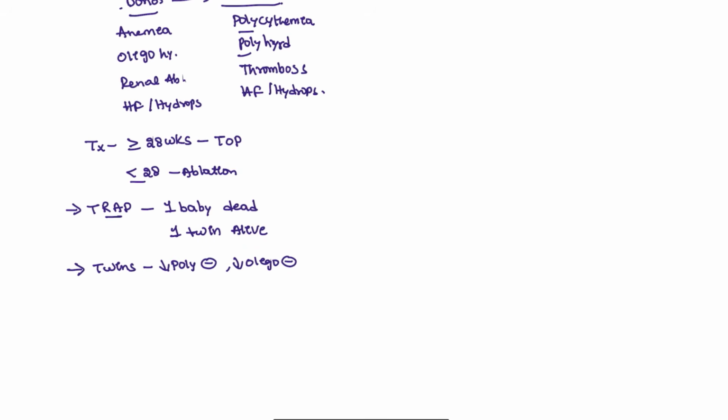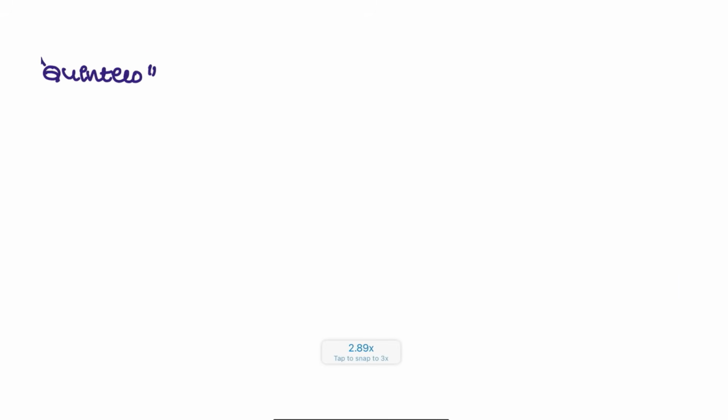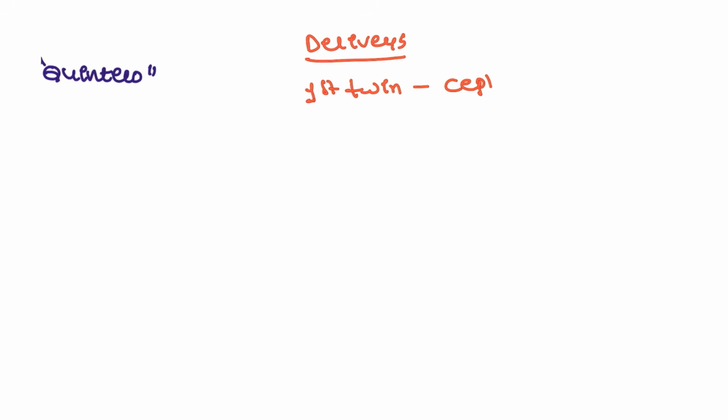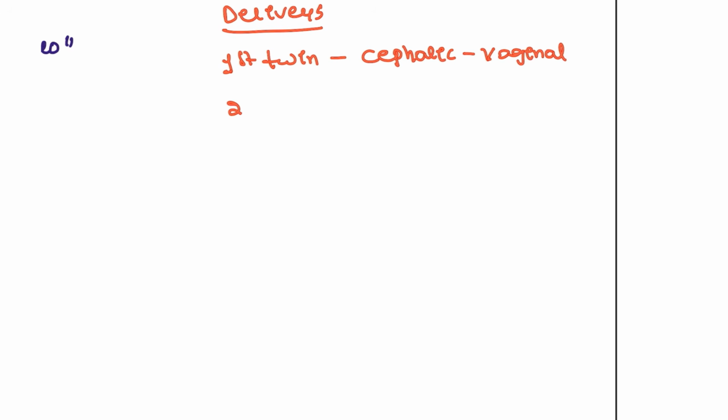And when it comes to patients with these conditions, how are we going to deliver? Coming to the delivery of these patients, it depends on the presentation. Let's say the first twin is presented as cephalic, then it is better to go for vaginal delivery. And if the second twin is presented as breech, then you can go for breech assisted delivery.